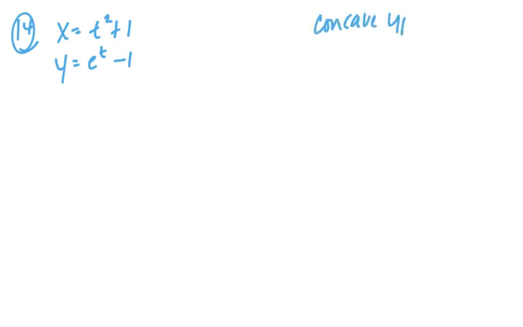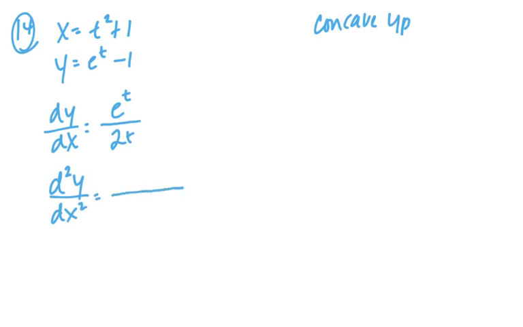All right, let's look at number 14. Number 14 says x equals t squared plus 1, and y equals e to the t minus 1. So the question is the same. Find the first derivative, the second derivative, and concave up. So we start with the first derivative, dy over dx, and the derivative of y is e to the t, and the derivative of x with respect to t is 2t. Nice, simple first derivative.